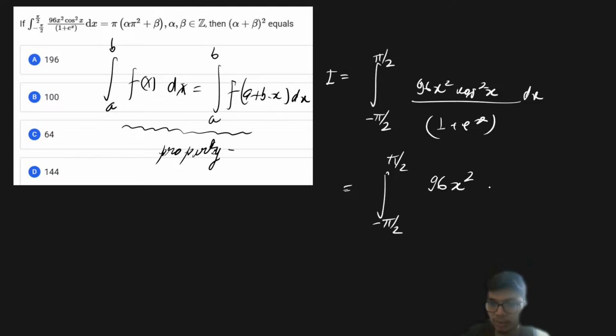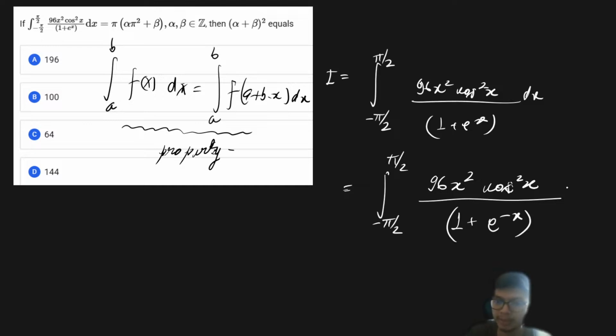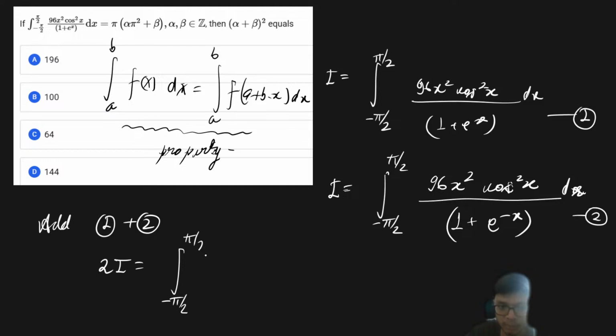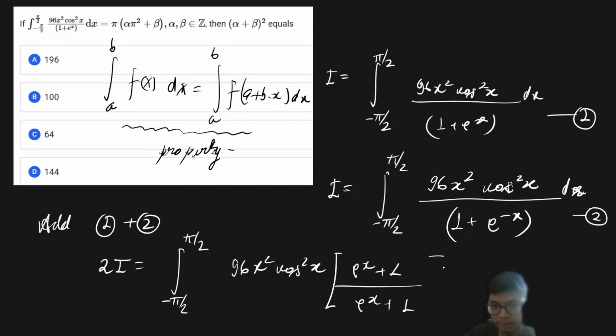So that is going to be 96 x square into cos square x, because x square is an even function and cos square is an even function, but the only effect is going to be e to the power minus x, right? And dx. Now let us consider this as the first equation and the second equation. If I add 1 plus 2, I'm going to get 2 times I as the integral from minus pi by 2 to pi by 2 of 96 x square cos square x, which is common, into e to the power x plus 1 divided by e to the power x plus 1, and that expression is going to cancel out.